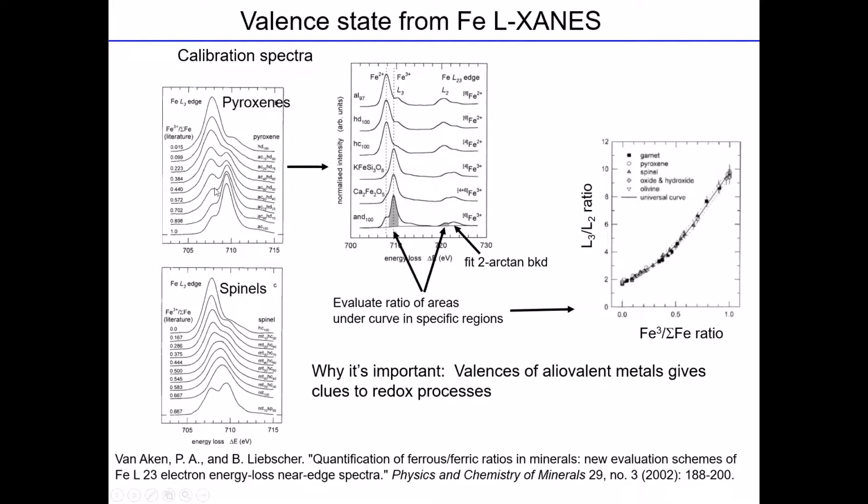Anyway, what these guys did is they came up with a method for reading the valence state from the iron L-edge. They made a lot of different minerals in the lab with known iron 2 and iron 3, as well as some known pure phases, and then looked at this integral over carefully chosen spectral regions. And they find if you do everything just right, you get a universal curve.